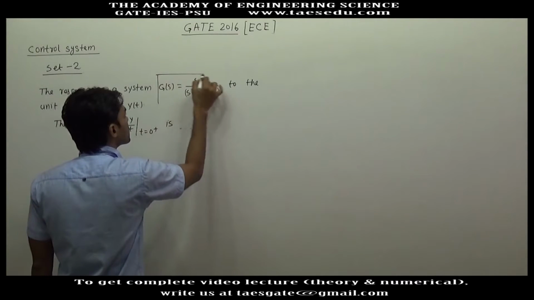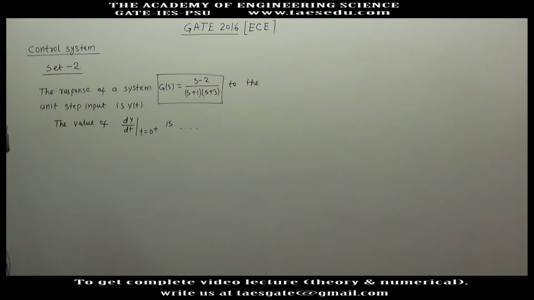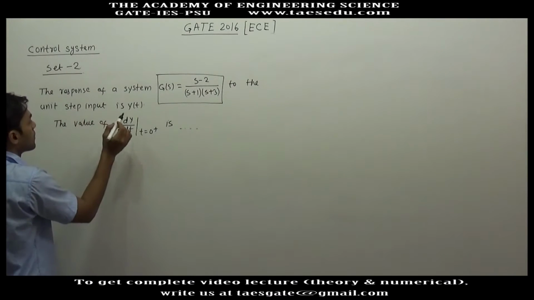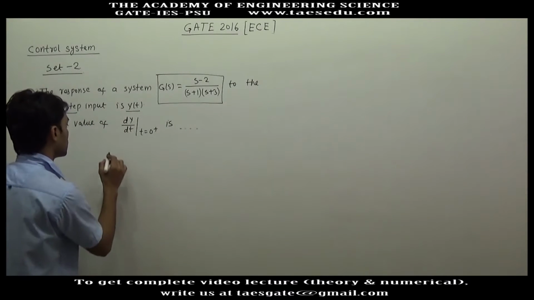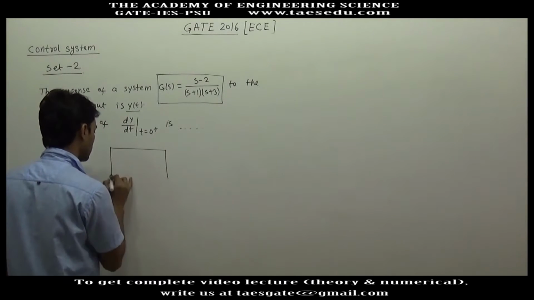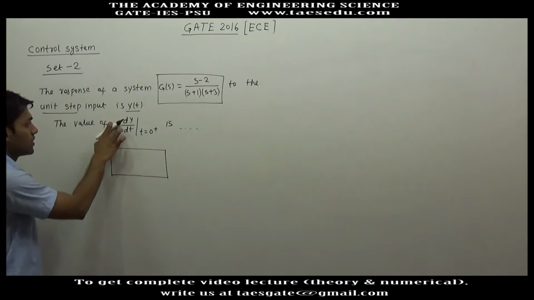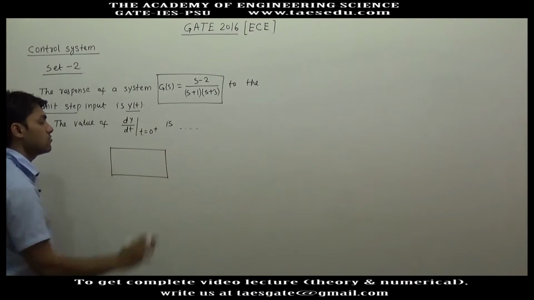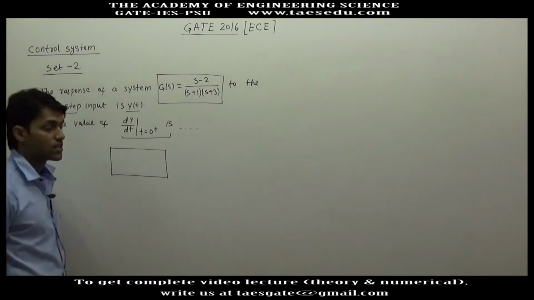Here the system transfer function is given, and to this system the output is y(t) if the input is a unit step. So in the block diagram, we have to find out the value of dy/dt at t equal to 0 plus. To find this, we will apply the initial value theorem.